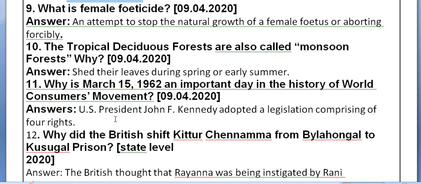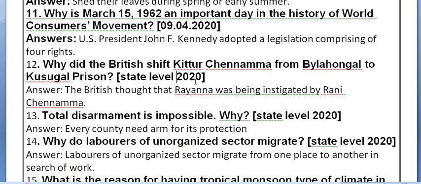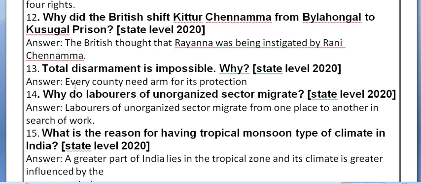Because US President John F. Kennedy adopted a legislation comprising 4 rights. And the next, why did the British shift Kittur Chennamma from Bailahongal to Kusugal prison? The British thought that Rayanna was being instigated by Rani Chennamma. Total disarmament is impossible. Why?